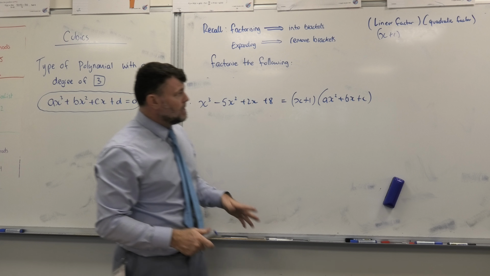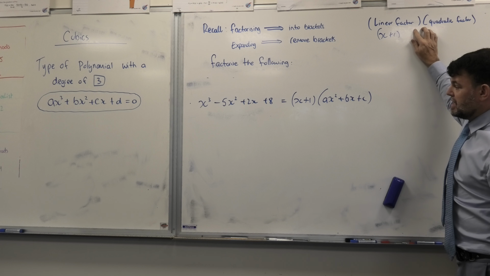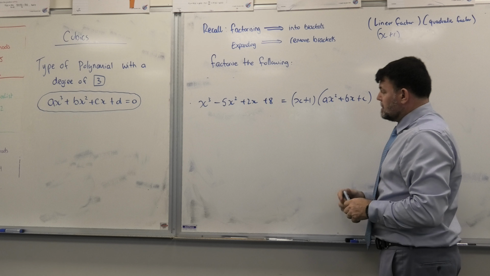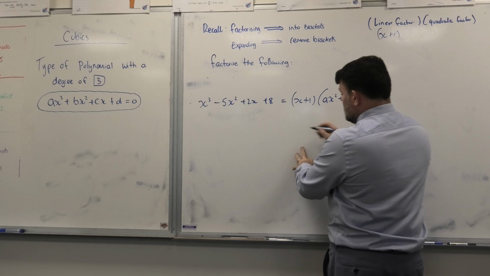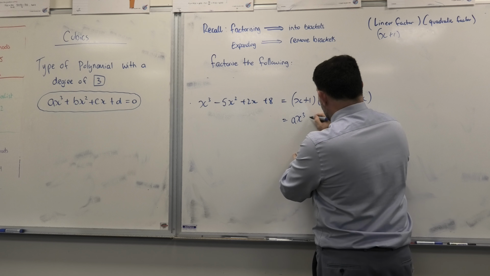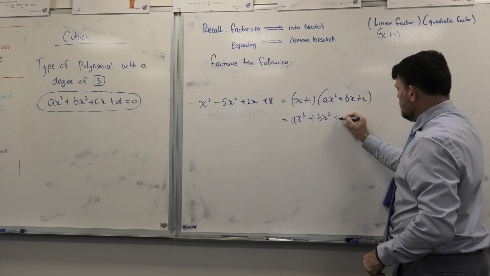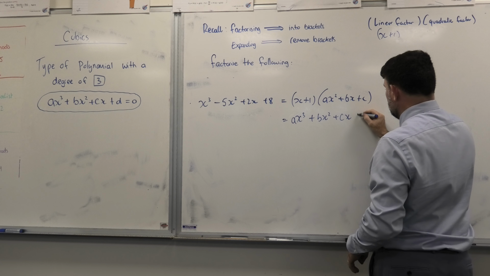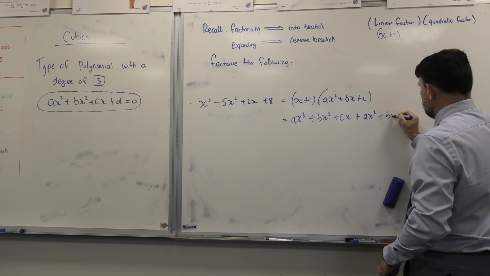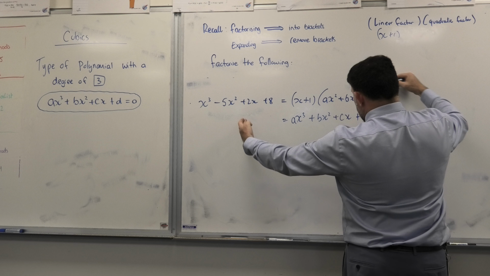So what I need to do here is work out what this answer is when I multiply it together, so I can equate the different coefficients with each other. So let's expand these two brackets. We get ax cubed plus bx squared plus cx plus ax squared plus bx plus c. So these two are now expanded out.